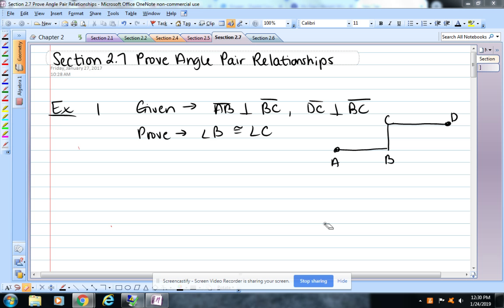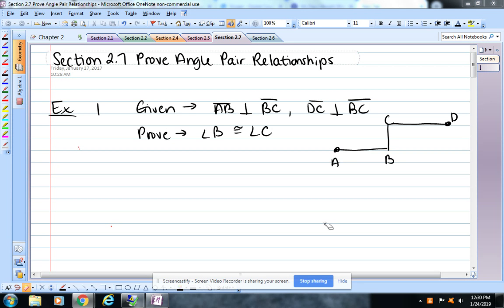Okay, so today we're going to be doing section 2.7 of the geometry book, called Proving Angle Pair Relationships. Earlier in the chapter, I gave you all a handout on some important theorems, postulates, and properties that we have in chapter 2. I want you to turn to the side that has the right angle congruence theorem about halfway down the page.